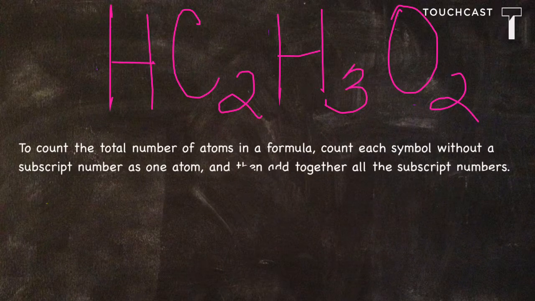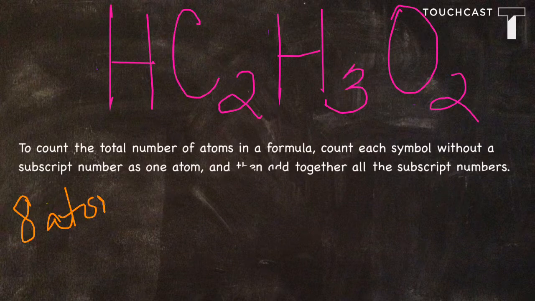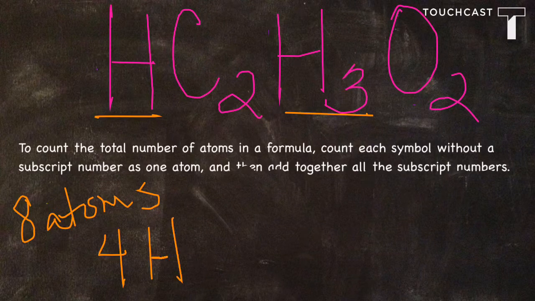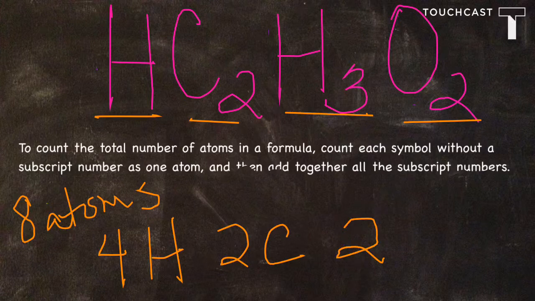To count the total number of atoms in a formula, count each symbol without a subscript number as one atom, and then add together all the subscript numbers. In HC2H3O2, we have 8 atoms. Total, we have 1, 2, 3, 4 hydrogen. We have 2 carbon, and we have 2 oxygen. That gives us 8 atoms.